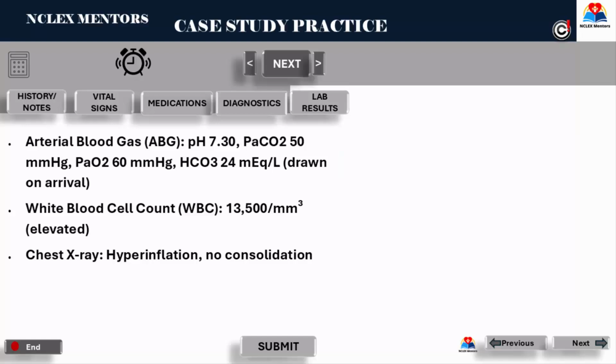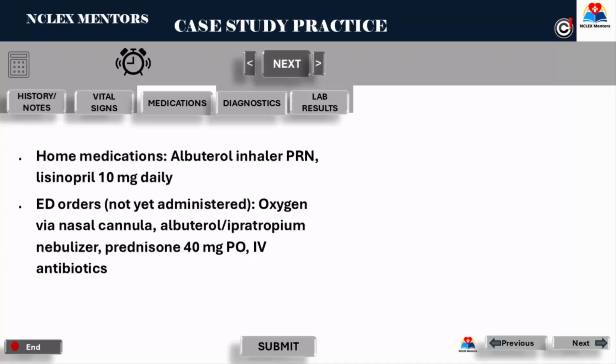Lab values. ABG, arterial blood gas, shows pH 7.3D, acidic, indicating respiratory acidosis. PaO2 50, elevated CO2, common in COPD exacerbation. PaO2 60 mm, low oxygen level. HCO3 24, normal, meaning his body hasn't yet compensated. His WBC count is 13,500 mm, indicating possible infection. The chest X-ray shows hyperinflation of the lungs, but no consolidation, meaning there's no clear sign of pneumonia.